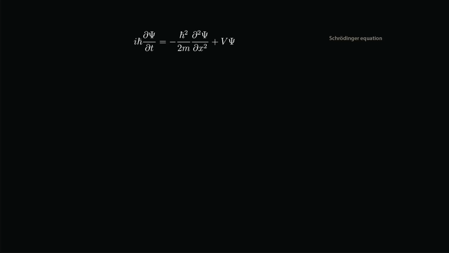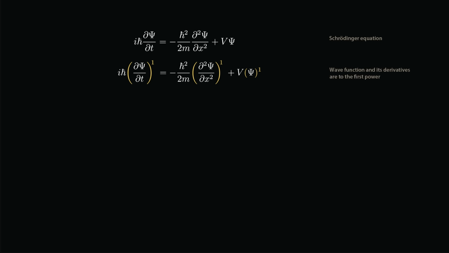Now, how are these complex valued matter waves at all a reasonable description of physical particles like electrons? Aside from including the imaginary number I, another important feature of Schrödinger's equation is that the wave function and its derivatives are not raised to any powers.